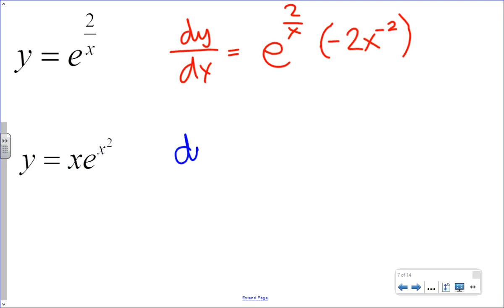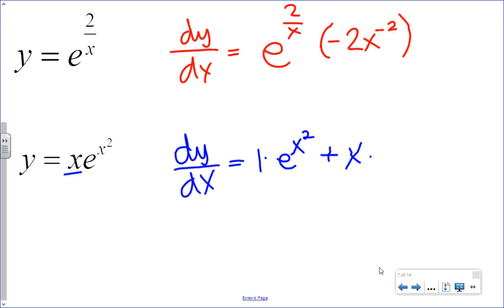What do we have here? We have a product. Very good. You need to be able to recognize that. So we need to use the product rule. The derivative of the first function is 1, and then we have our second function, plus our first function times the derivative of our second.